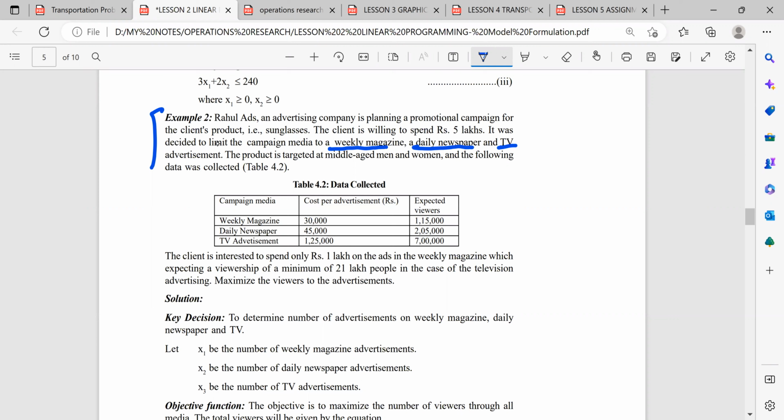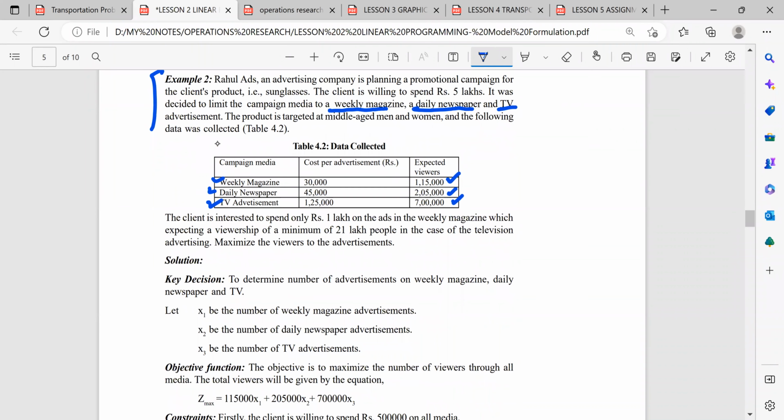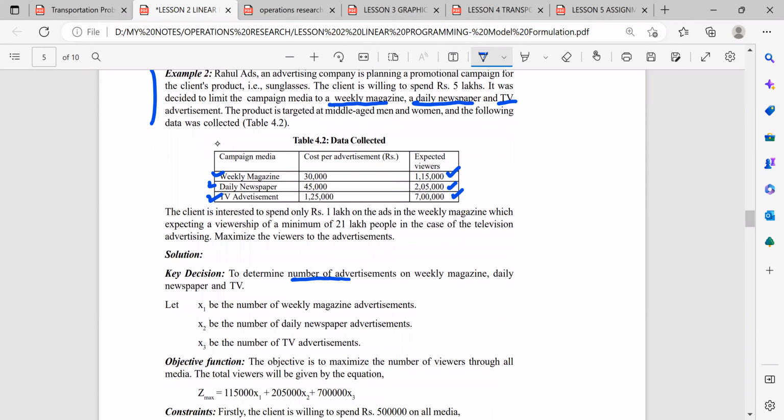So we have the weekly magazine, the daily newspaper and the TV advert. And these are the expected viewers. And then we also have the running costs there. So the decision variable in this case is to determine the number of advertisements on weekly magazine, daily newspaper, and TV. So how many of each one of these should we run? Of course, to maximize profit or to minimize cost.